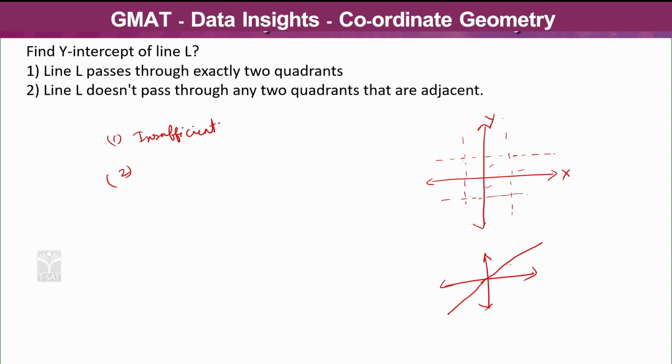It cannot pass through any other quadrant. So, you know that it passes through the center. It can be this or it can be this, but it has to pass through the origin. So, therefore, you know that it has to pass through 0, 0. Therefore, the y intercept will be what? The intercept will be nothing but 0, because it is crossing the y axis at 0, 0. Therefore, this alone is sufficient to answer the question.